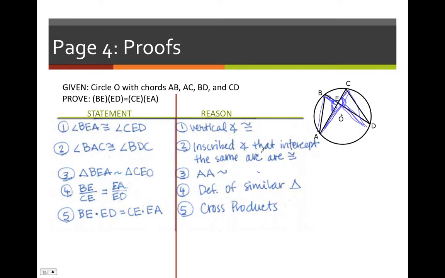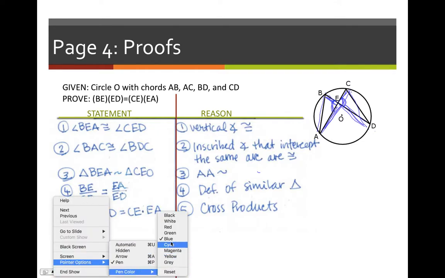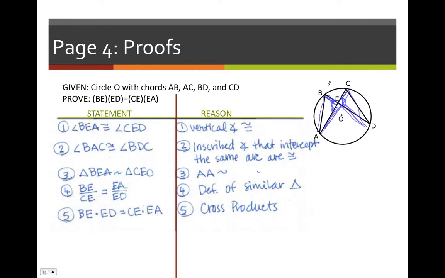Then the BAC and BDC intercept the same arc. So let me change colors so I can show you that. So this is the arc that both of those angles intercept. So that tells us that inscribed angles that intercept the same arc are congruent. So I know that these two angles are congruent since they intercept the same arc.